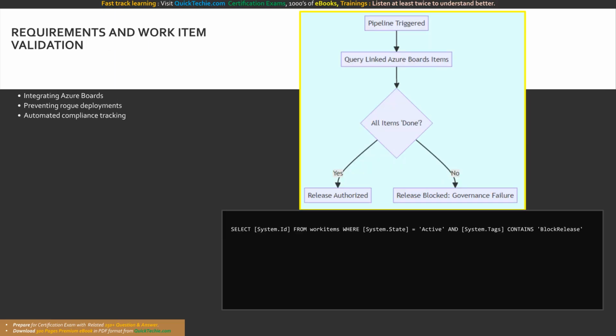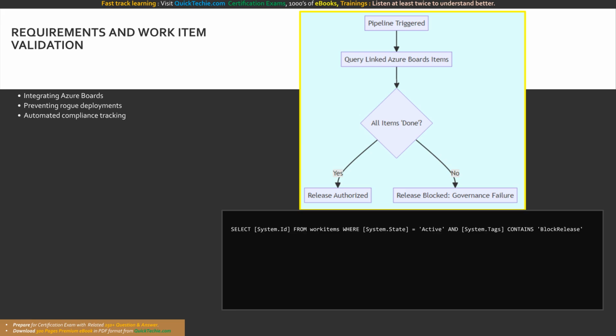Beyond operational telemetry, release gates are the ultimate enforcers of project management governance. In highly regulated enterprise environments, developers must never deploy rogue code that circumvents the official planning process. To prevent this, transformation teams design requirements validation gates. These gates directly query Azure Boards or GitHub issues to enforce strict logical conditions. For example, you can configure a pre-deployment gate that executes a Work Item Query Language (WIQL) statement to verify that all bug work items linked to the incoming artifact are officially marked as resolved, or that the parent epic has been formally approved by the business stakeholders.